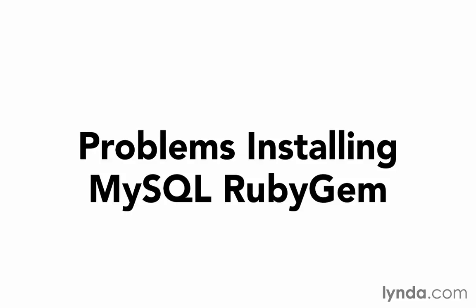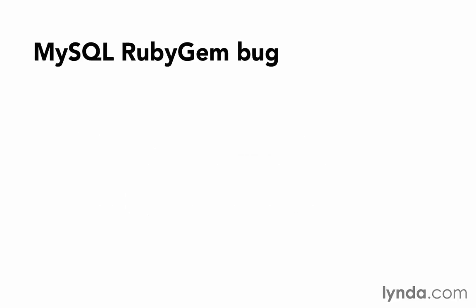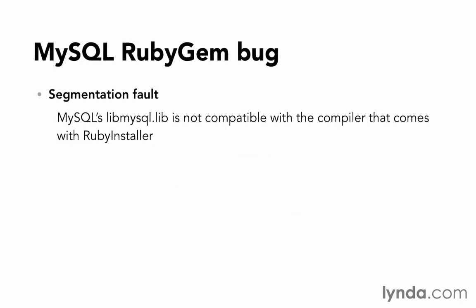It may be that you can compile and install the MySQL 2 Ruby Gem just fine, so that it looks like everything worked. However, when you go to use that MySQL 2 gem with your Ruby on Rails project, or just from Ruby directly, you'll discover that you run into an error at runtime. That specific error is called a segmentation fault, and the reason it's happening is because MySQL's libmysql.lib file is not compatible with the compiler that comes with Ruby Installer.